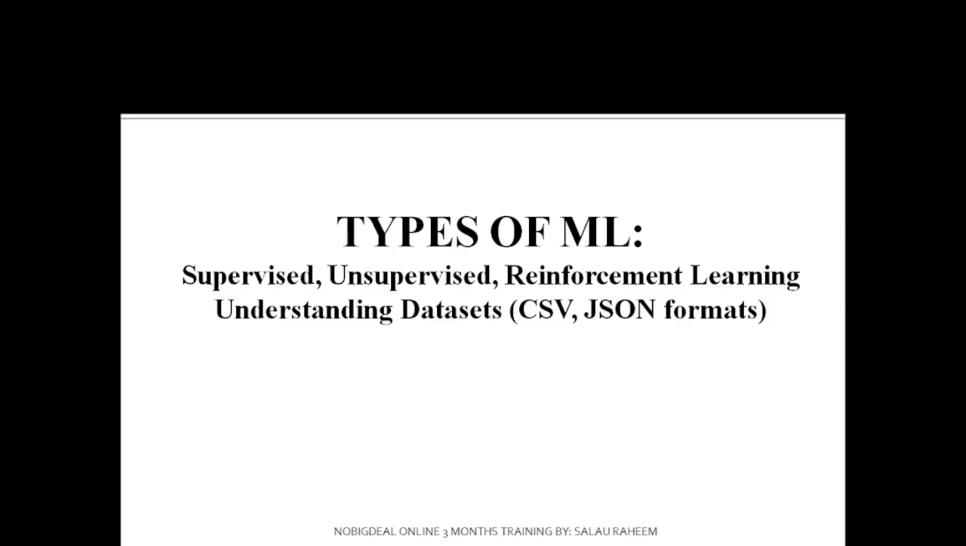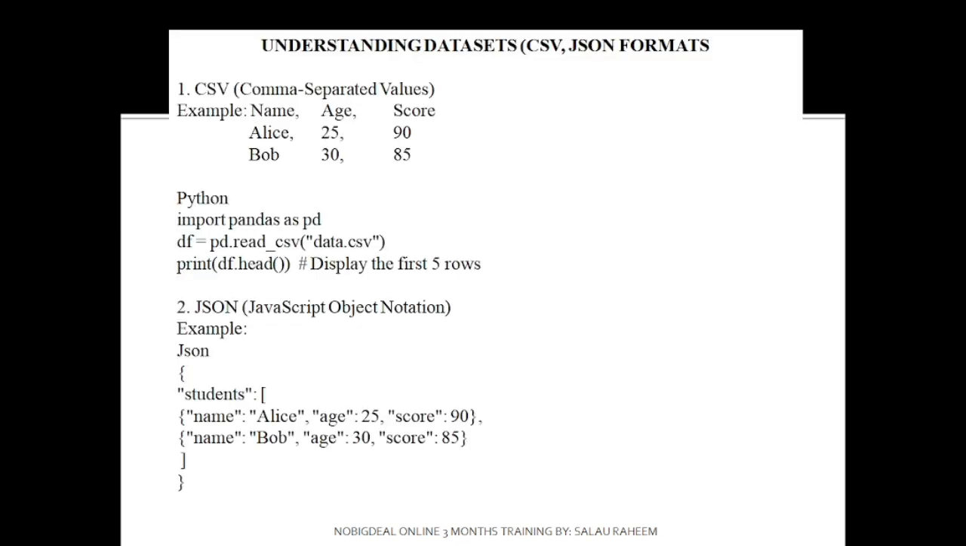So let's move on to the types of ML. What are the types of ML? We have supervised, unsupervised, reinforcement. After we have already looked at the types, then we'll be looking at understanding data, using CSV and JSON datasets.